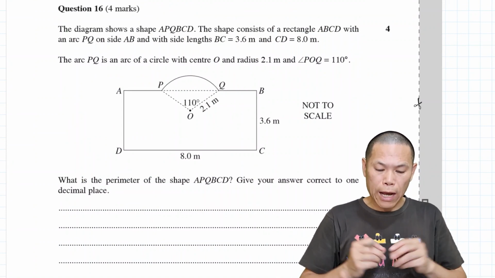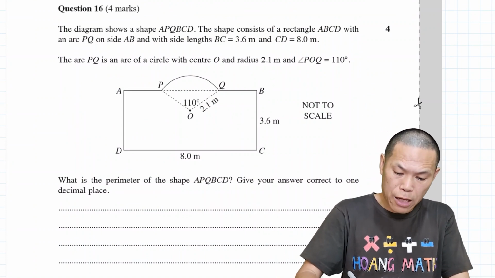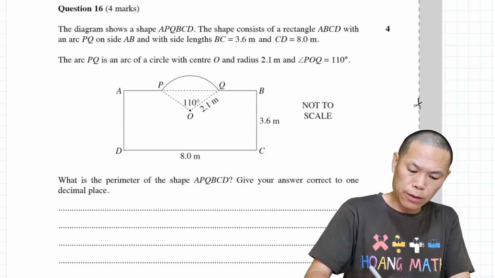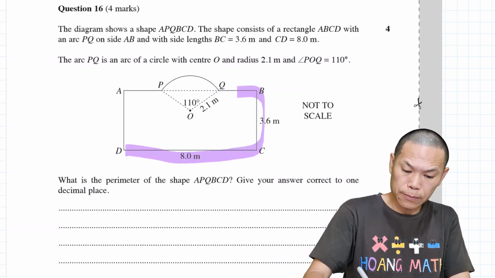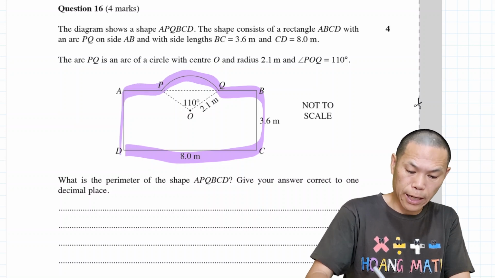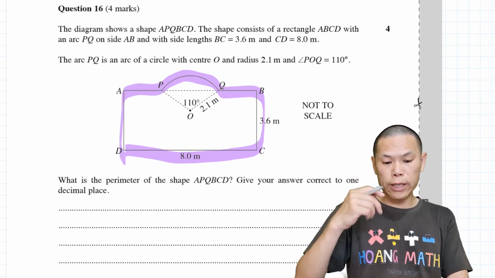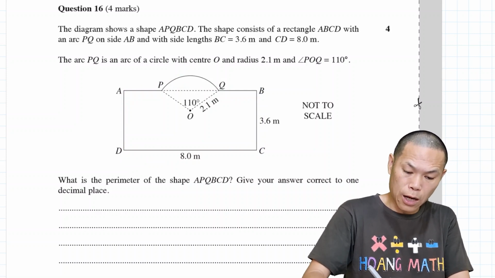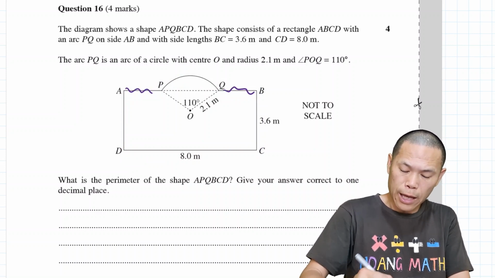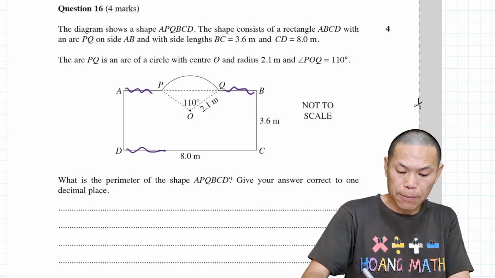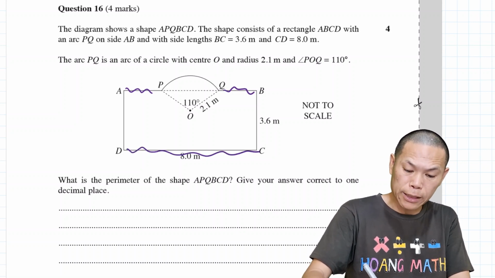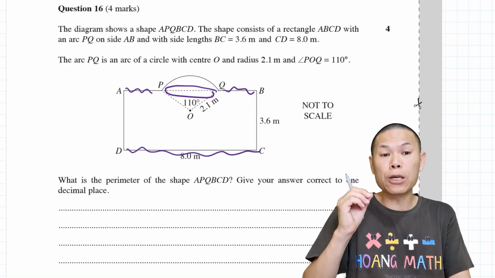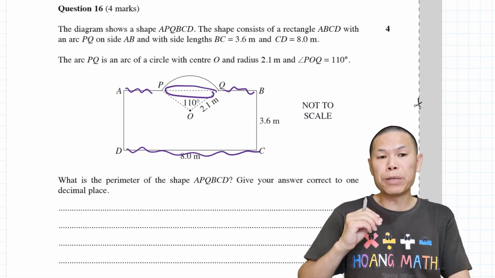So we need to work out the perimeter of IPQCD. In another word, we need to find the perimeter of this. That's what it meant. Okay, so keep that in mind. To work this out, we need to work out the length of these two. And these two are exactly the same as this, but we minus this bit out. Okay, keep that in mind. So that is the length of PQ.